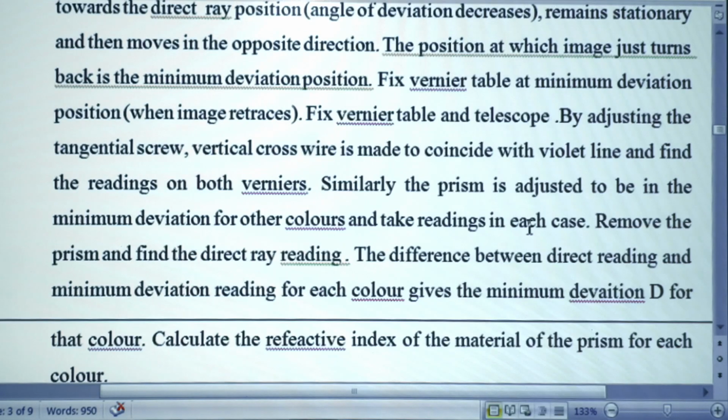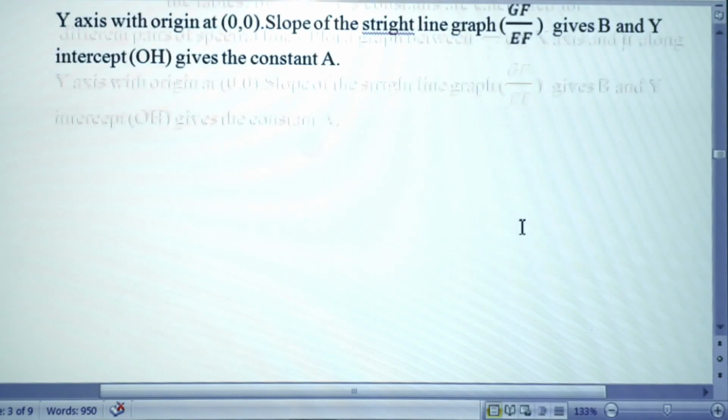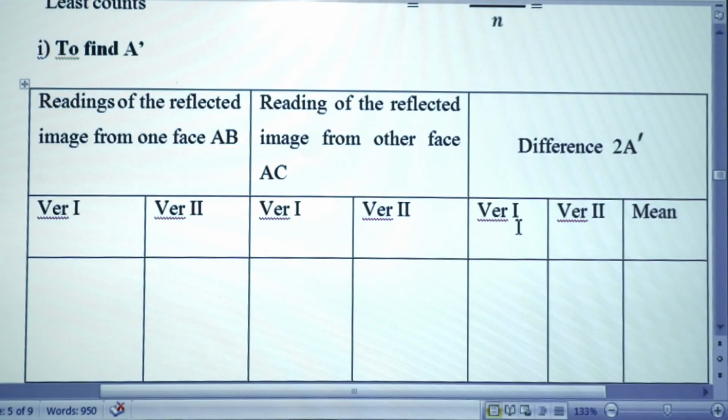Then the difference of those two readings gives the angle. Here we have the tabular column. We are taking the image of the face AB and the image of the face AC, the Vernier 1 reading and Vernier 2 reading of the face AB, and similarly the Vernier 1 and Vernier 2 readings of the face AC. The difference of Vernier 1 of the face AB and AC gives one value of 2A, and the difference of Vernier 2 of the face AB and AC gives the second 2A value. The mean 2A value is calculated.